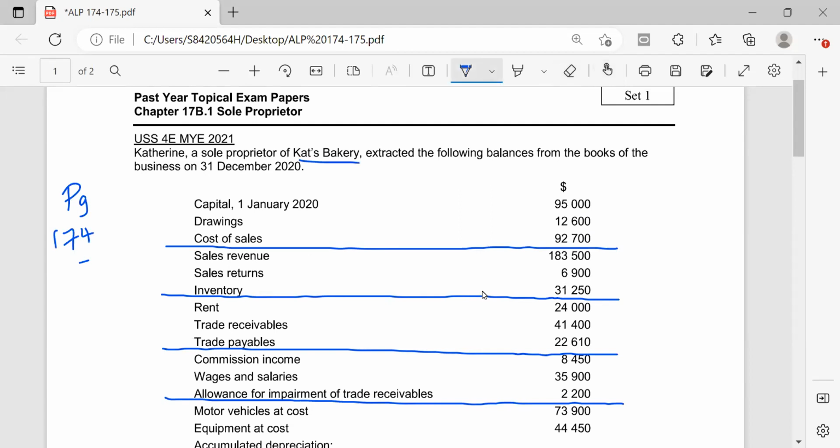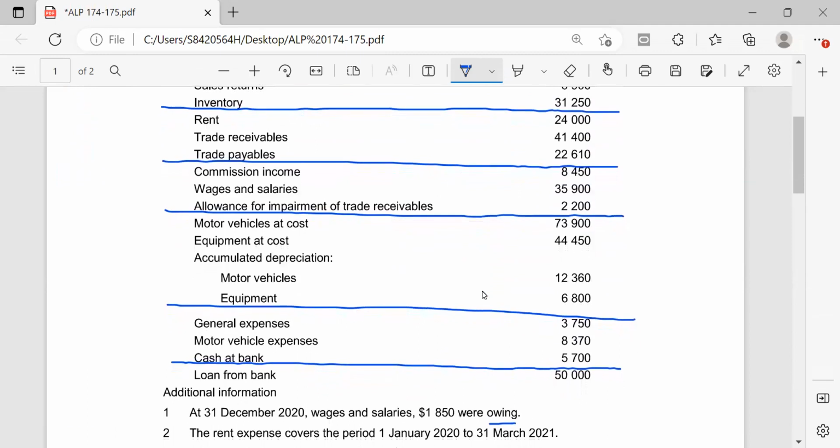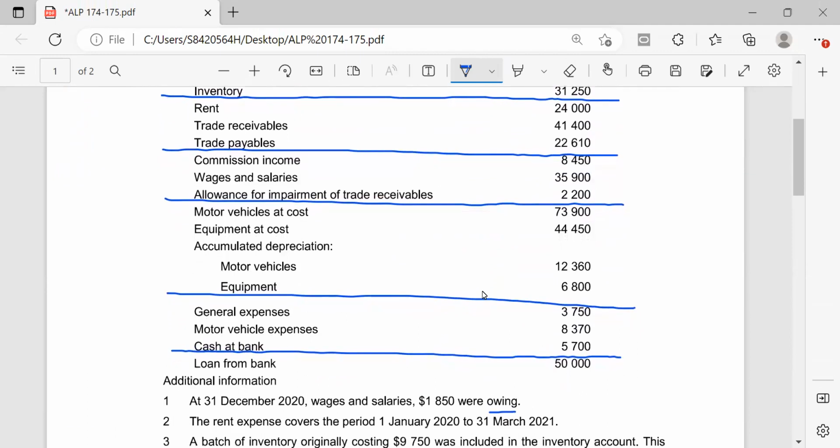Okay, down here. All right, of course, if you are starting, you should classify all the various accounts into the different categories. Like capital, you should have classified it as OE. All right, drawings, usually I put negative OE, so on and so forth. Okay, but today at the bottom so that the video will not be so long as well.